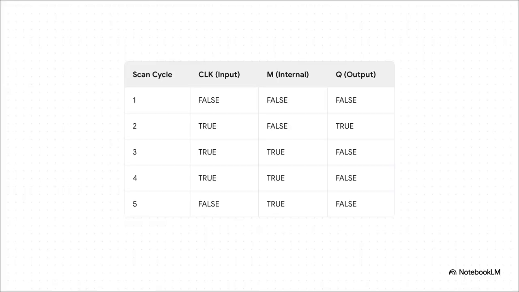Okay, let's walk through this table scan by scan, because this is where you see the magic happen. So, in scan cycle 1, everything's off, no big deal. But now watch what happens in cycle 2. The input CLK goes true. The block checks its internal memory, sees the input was false before, and bam, it fires the output Q. But only for this one scan, because look at cycle 3. The input is still true, but now the block has updated its memory. It remembers it was on last time, so the output turns off and it stays off. And that right there is our one-shot pulse.